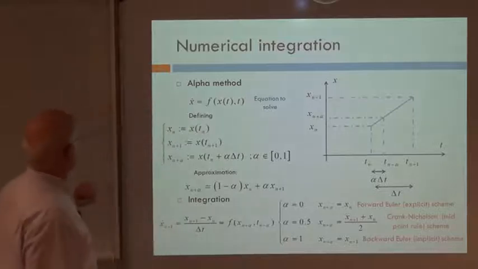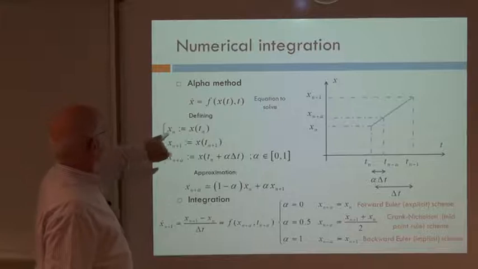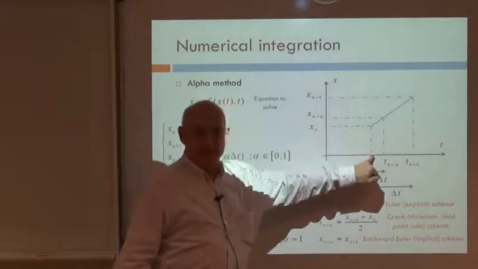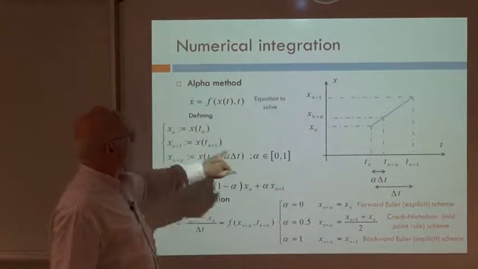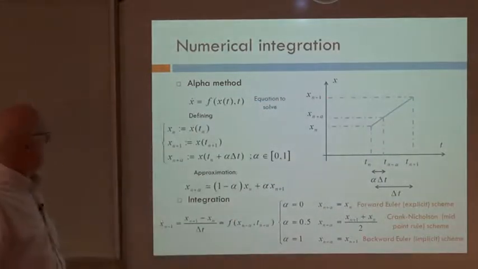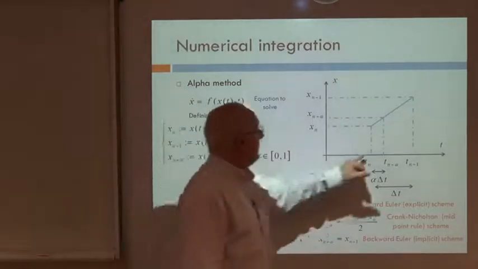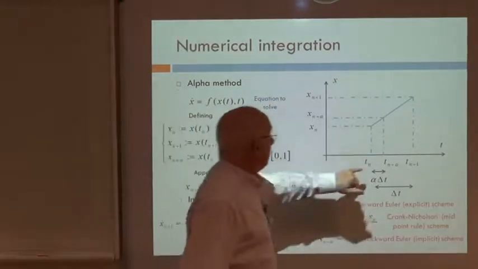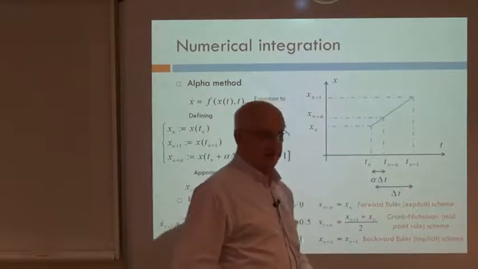Okay, let's use some notation. For instance, the value of x at the initial of the time step, Tn, let's call it xn. The value at the end is called xn plus 1. And now let's consider a generic time inside the current time interval. Let's call this time Tn plus alpha.